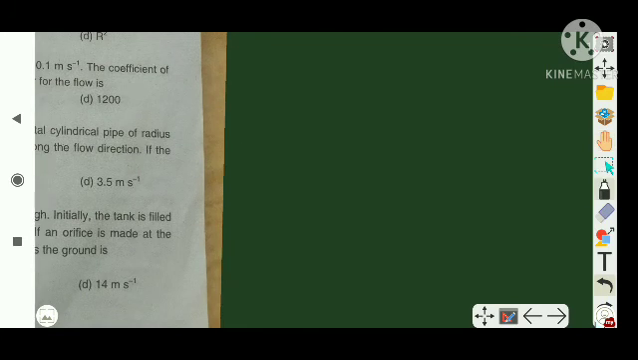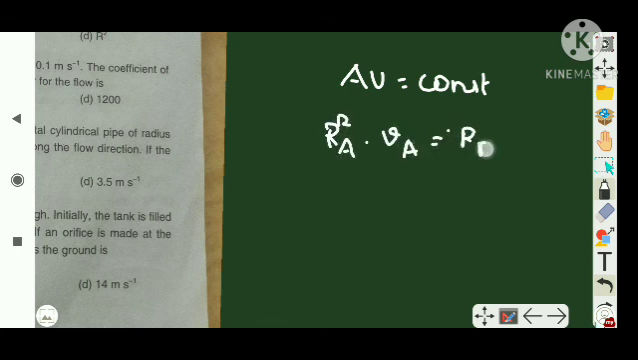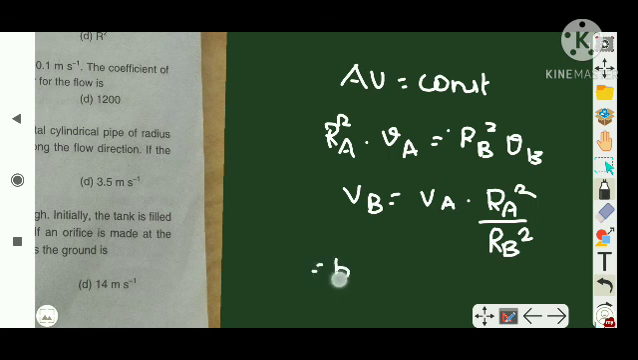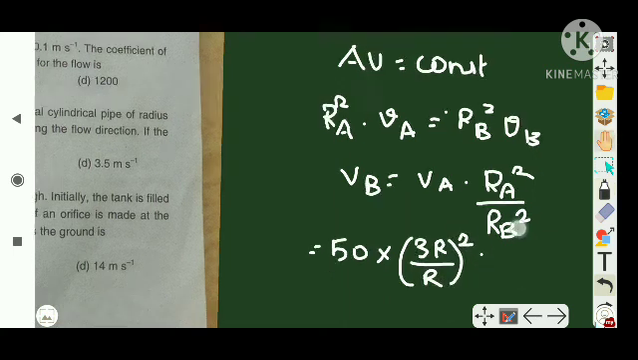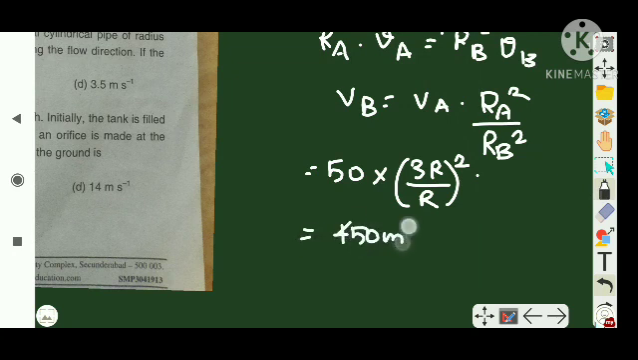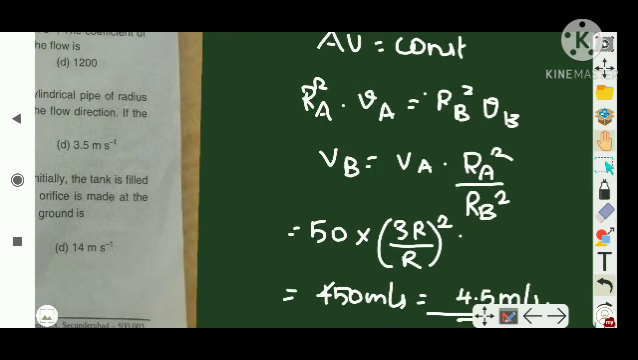Again, it is simple. It is based on the equation of continuity. A1 V1 is equal to A2 V2, that is, AV is equal to constant. A is pi r squared, and there is pi on both sides, so let us remove the pi. So r_A squared into v_A is equal to r_B squared into v_B. That is v_B is equal to v_A into r_A squared divided by r_B squared. Velocity at A is 50, and the radius is thrice, so you will get 9 into 5, that is 450 centimeter per second, or 4.5 meter per second. Simple question, simple answer. All right, let us move on to the next question.